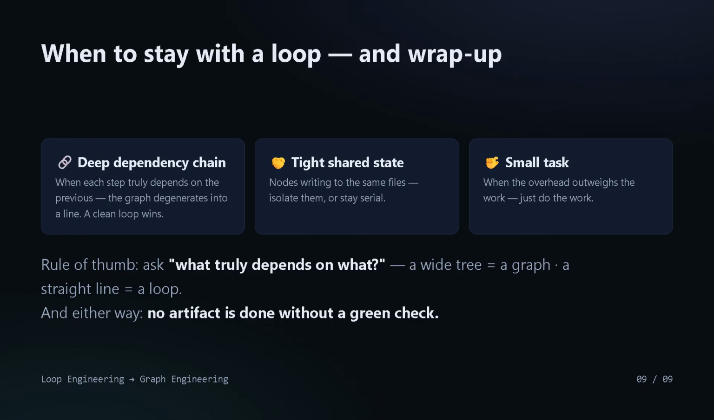Finally, the graph is not a religion. A deep dependency chain? Stay with a loop. Tight shared state? Isolate or stay serial. A small task? Just do it. The rule of thumb: ask what truly depends on what. If the answer draws a wide tree, it's a graph. If it draws a straight line, it's a loop. And either way, no artifact is done without a green check.